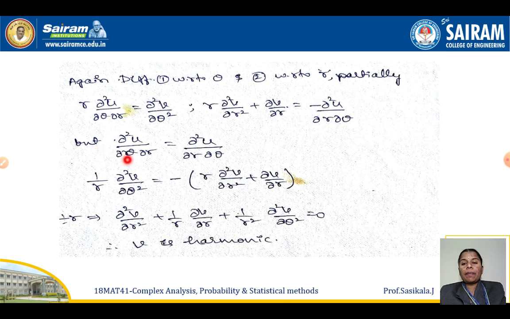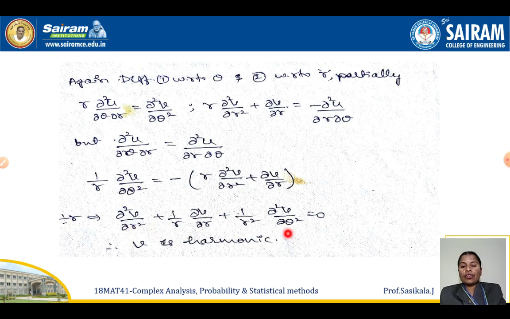But as per the PDE, what is that? ∂²u/∂θ∂r should be equal to ∂²u/∂r∂θ. So I can write 1/r ∂²v/∂θ² equal to minus of this term completely, which will come as r into ∂²v/∂r² plus ∂v/∂r. So again divide by r and take it to the left side; this minus term will become plus.